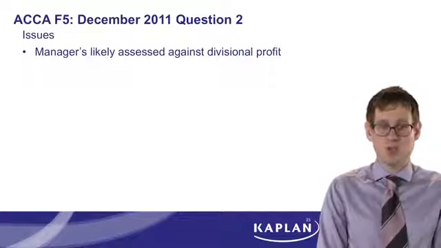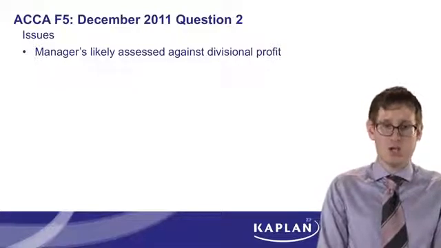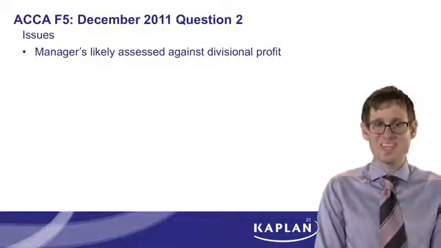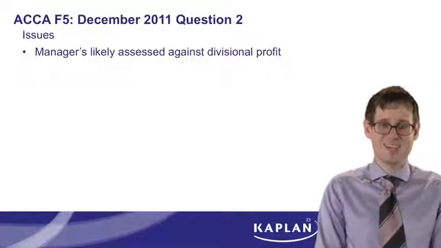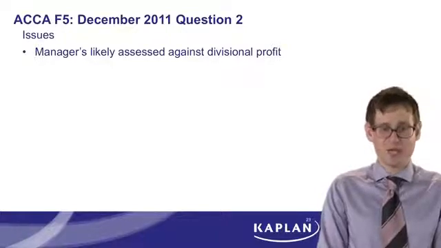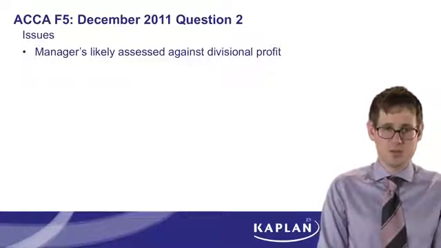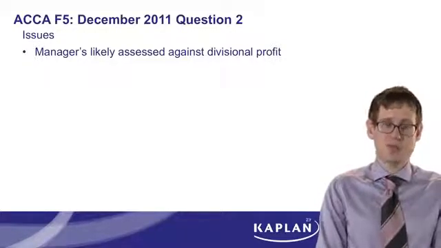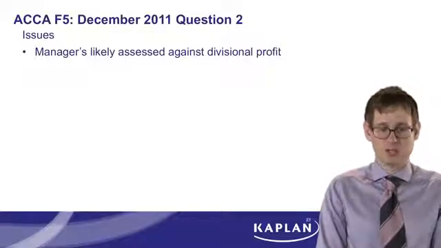So what are some of the issues here that we might talk about? Well, the managers are likely to be assessed against their divisional profit. This sets the scene. If a manager achieves a higher profit under one transfer price than another, he's going to prefer the transfer price that leads to him having a higher profit, because his bonus is likely to be linked to this. So we end up with quite silo thinking.